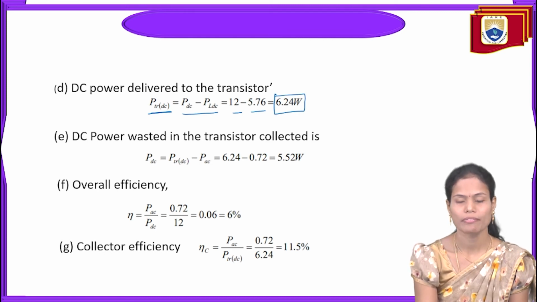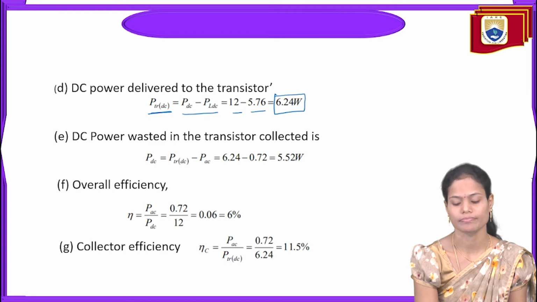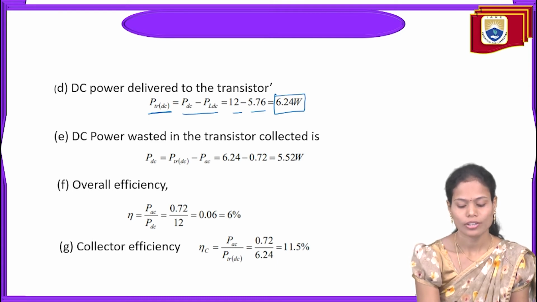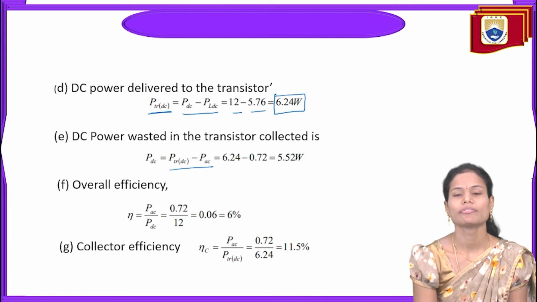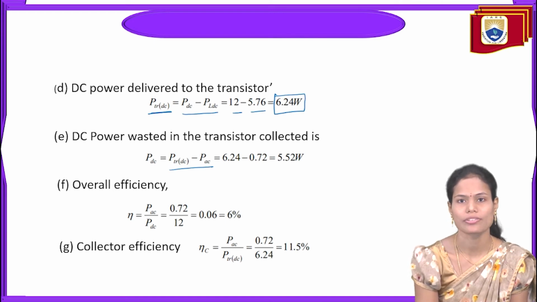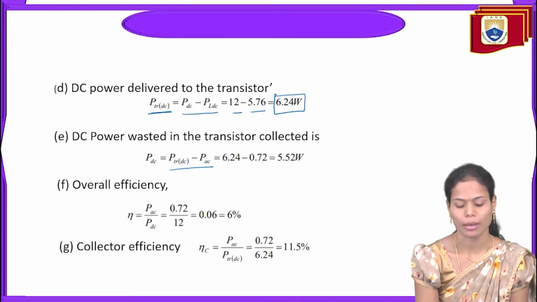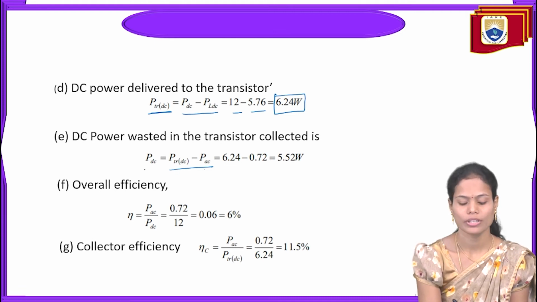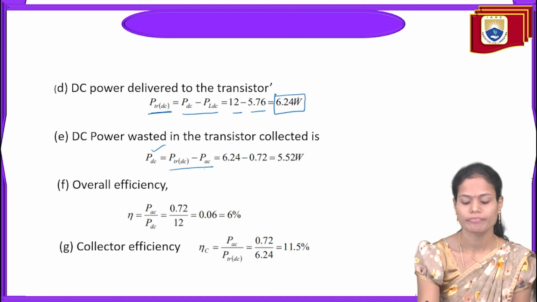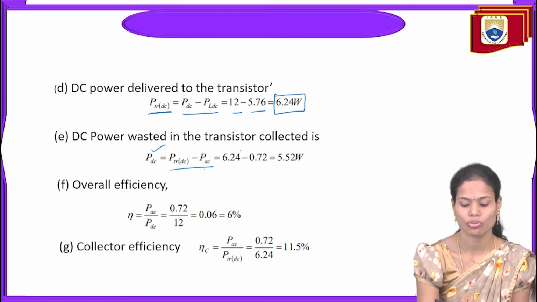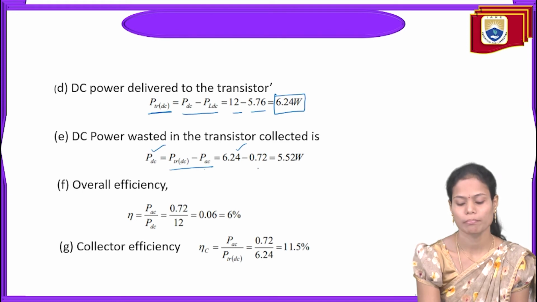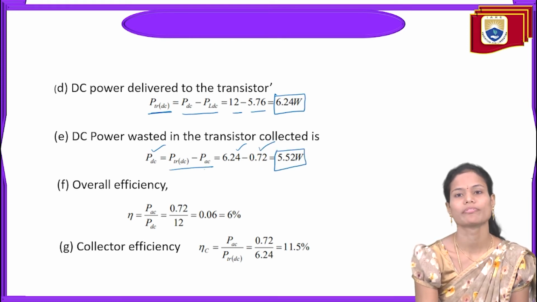And next, the DC power wasted in the transistor collector we can calculate if we take the difference of how much power is delivered to the transistor and how much AC power is delivered to the power amplifier. If we take the difference of the two, we can find how much power is wasted across the transistor collector. So here P transistor DC we have calculated as 6.24 watts and AC power is 0.72, and this value is 5.52 watts here.